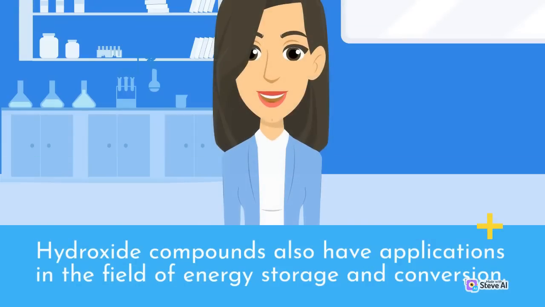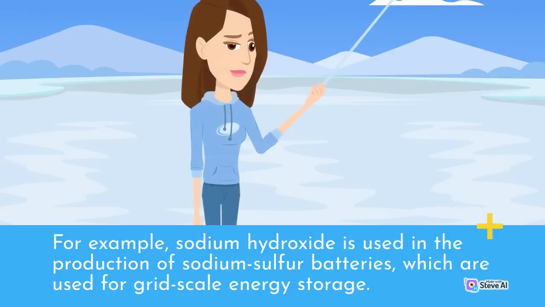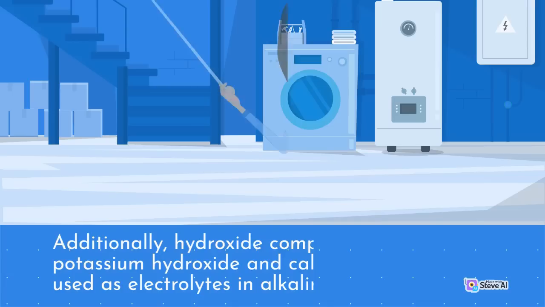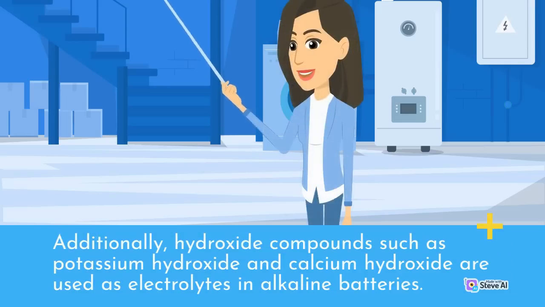Hydroxide compounds also have applications in the field of energy storage and conversion. For example, sodium hydroxide is used in the production of sodium sulfur batteries, which are used for grid-scale energy storage. Additionally, hydroxide compounds such as potassium hydroxide and calcium hydroxide are used as electrolytes in alkaline batteries.